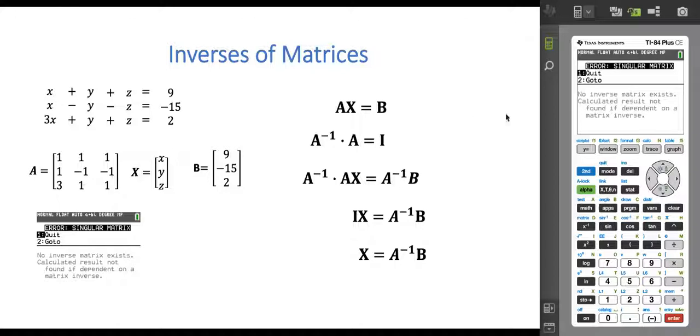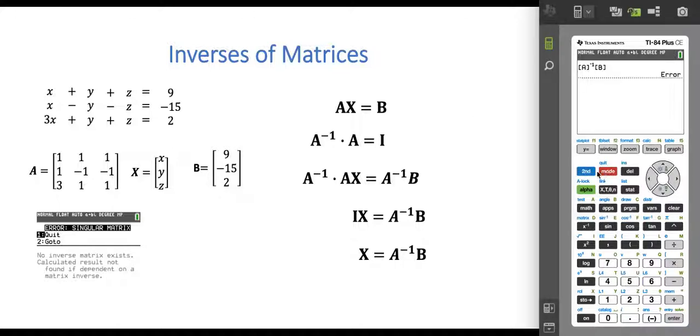So what you have to do if you want to find out if there's no solution or if there is an infinite number of solutions is you're going to have to do that reduced row echelon form. So instead of it being a 3 by 3, it's got to be a 3 by 4. And then we have to put that last column in, which was 9, negative 15, and 2. And then we're going to do the RREF.